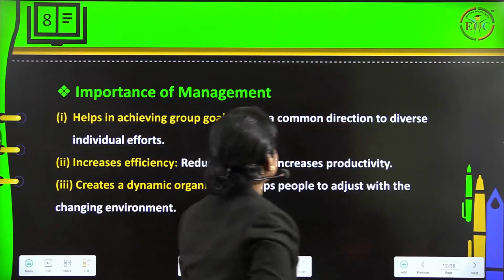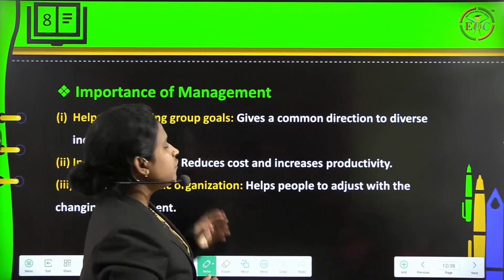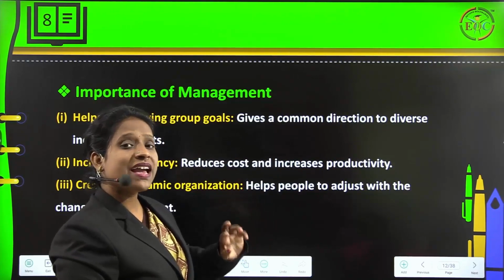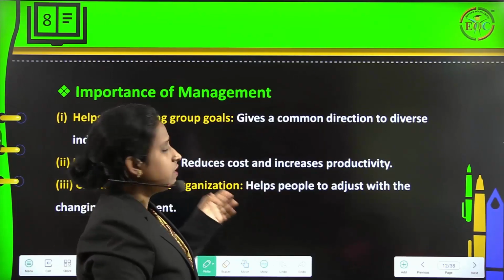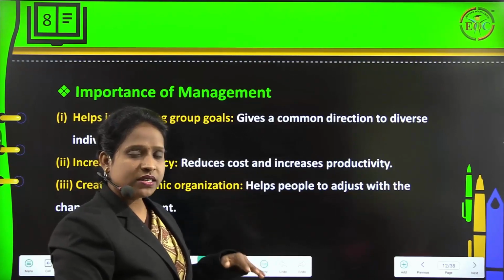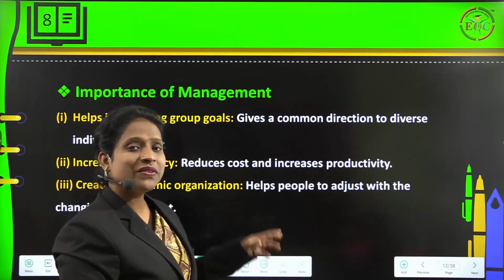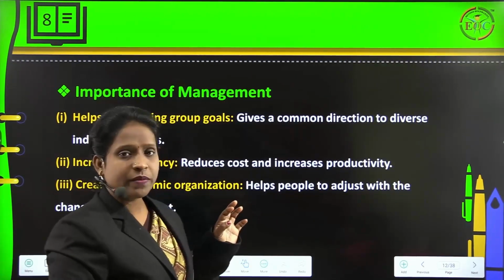Fine. Then the next important concept is the importance of management. We have discussed the objectives, we have discussed the characteristics, and we have also come across the meaning of management. Now the next concept is the importance of management. We should also understand why we have to study management. There is some importance, that's the reason we are studying management. So let's discuss the importance of management.